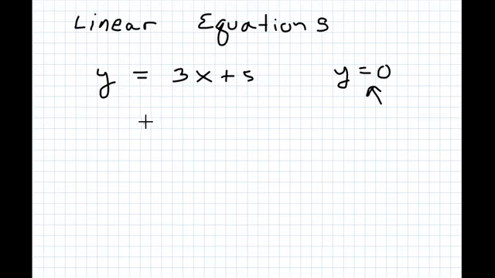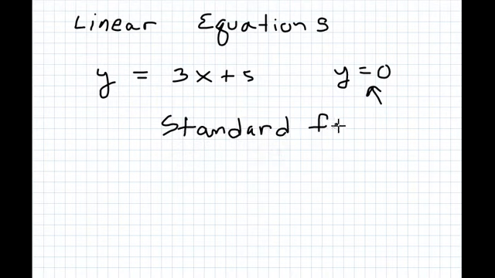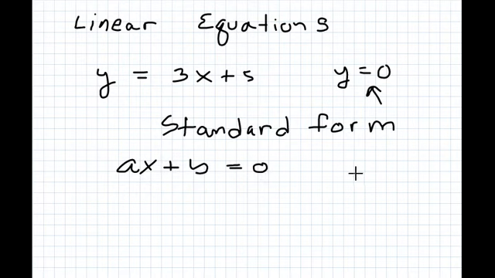The actual standard form of a linear equation, so we'll look at the standard form, is ax plus b is equal to 0, where a is not equal to 0. Okay, so this is the standard form of a linear equation.